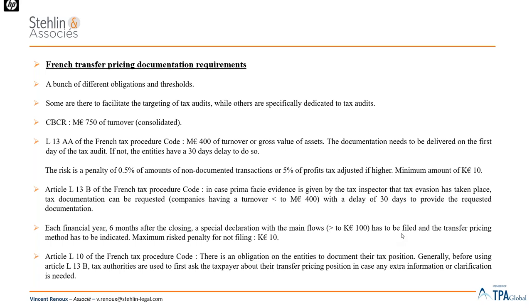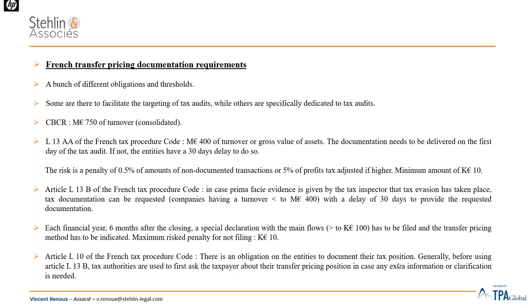For the other groups, you have a specific article, Article L13 B, but this article can be raised by the French tax authorities only in case they have brought prima facie evidence that there was some sort of tax avoidance. And then once they bring this evidence, they will ask for a transfer pricing documentation. Because it's complicated to bring that kind of evidence, this article is in fact never used. I have never experienced its use by the French tax authorities. And in fact, they use another means on which I will come back a little bit later.